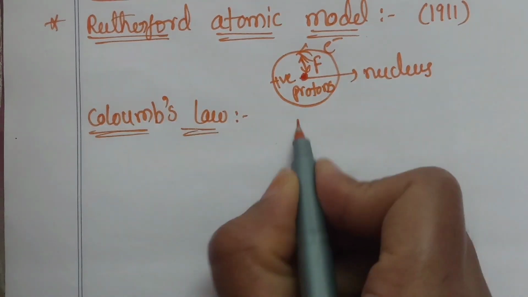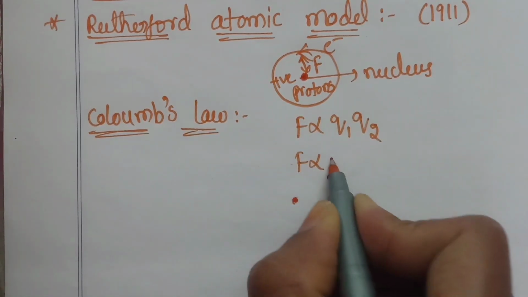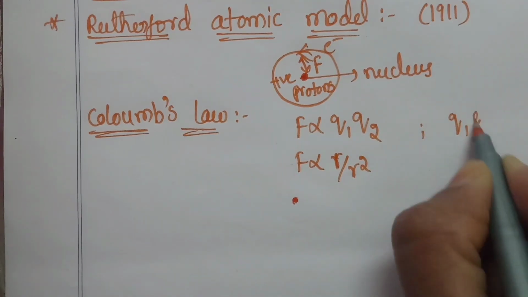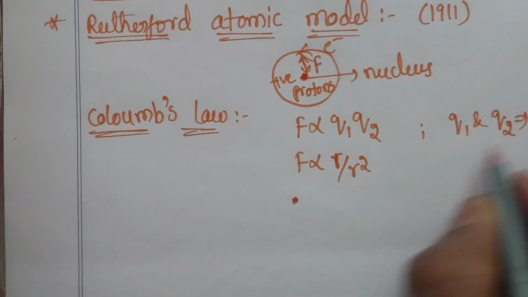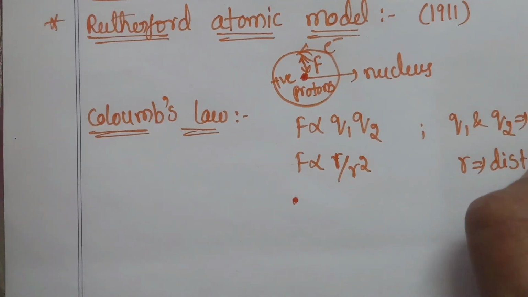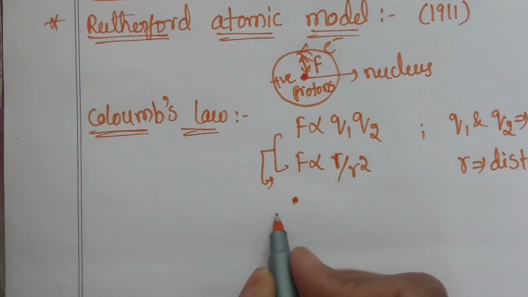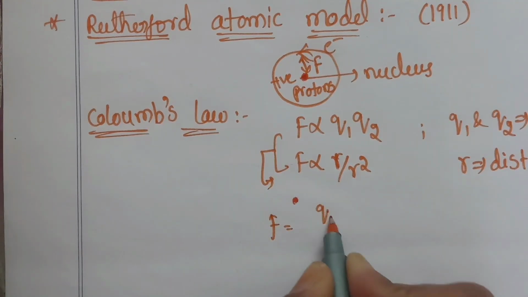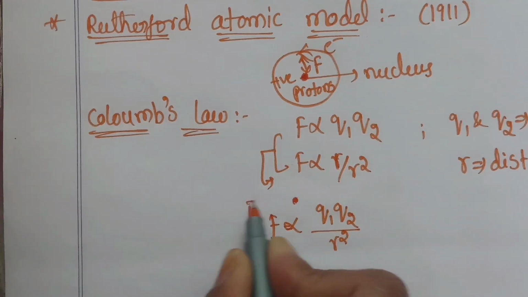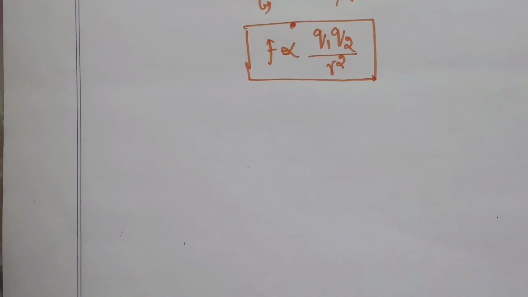According to Coulomb's law, the force of attraction is directly proportional to the product of the charges and inversely proportional to the distance square. Here, Q1 and Q2 are charges and R is the distance. So, from these two relations, we get F proportional to Q1 Q2 by R square. This is the basic Coulomb's law.